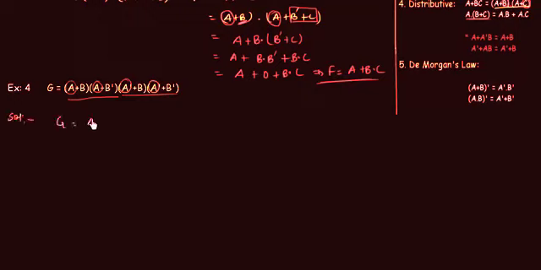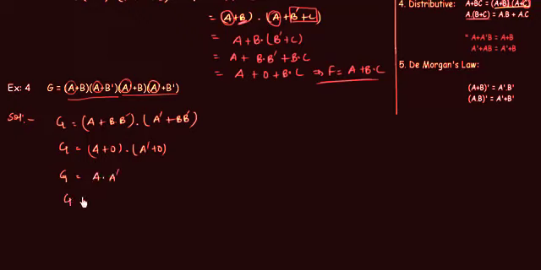Function g is equal to a or b and b complement, and in the same way I have a complement or b and b complement. B and b complement is definitely equal to 0. So I have a or 0 and a complement or 0. A or 0 is equal to a and a complement or 0 is equal to a complement, and finally we have a 0 because a and a complement is equal to 0.